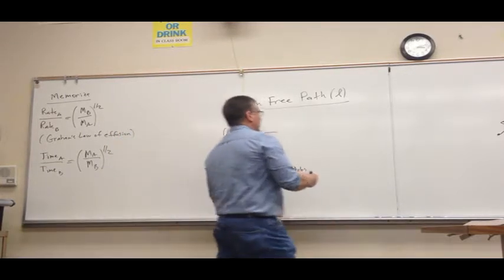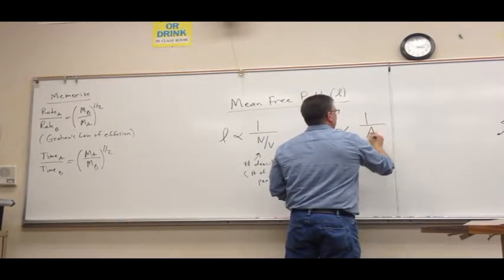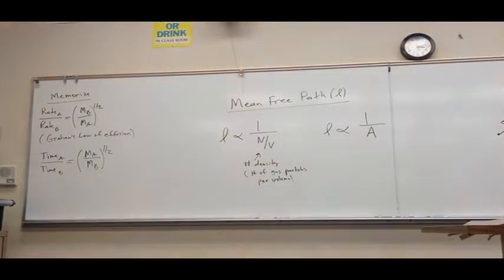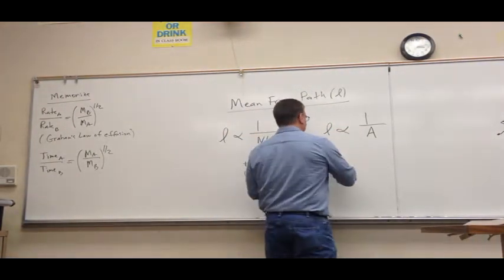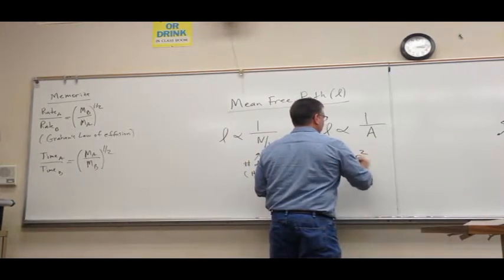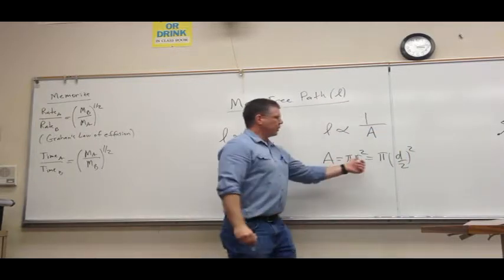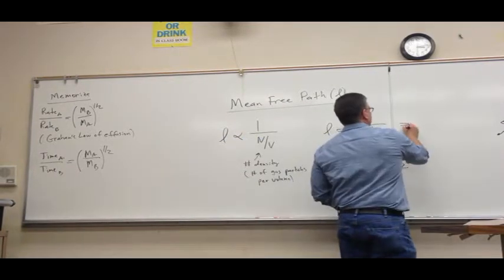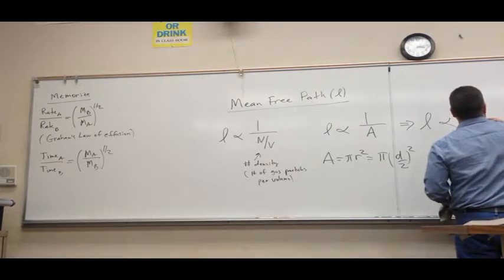Okay. Another thing that we can say is that the surface area of that molecule, the bigger it is, the greater the chance that that particle of gas has of hitting another particle of gas, right? The bigger it is, the shorter its mean free path is going to be. If we treat it as basically a sphere, you can write the cross-sectional area as pi r squared, which is pi times the diameter over 2, squared. So we can say the mean free path is also proportional to 1 over the molecular diameter squared.